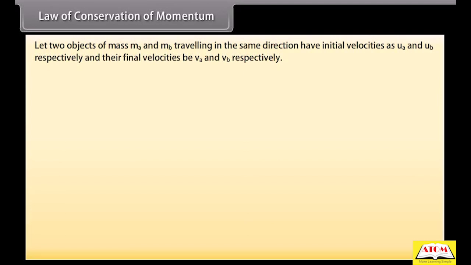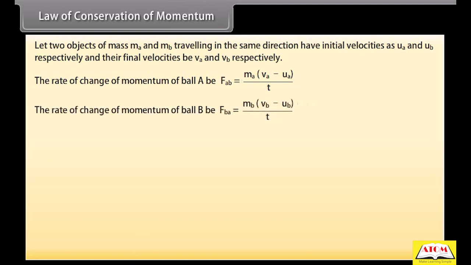Let two objects of mass ma and mb traveling in the same direction have initial velocities ua and ub respectively, and their final velocities be va and vb respectively. The rate of change of momentum of ball A, FAB, is equal to ma into (va minus ua) upon t. The rate of change of momentum of ball B, FBA, is equal to mb into (vb minus ub) upon t.